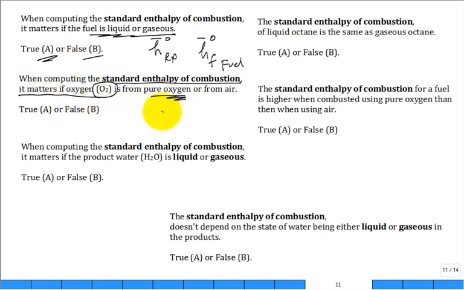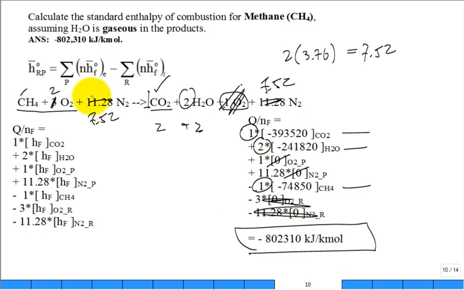When computing the standard enthalpy of combustion, it matters if the oxygen is from pure oxygen. Maybe you're NASA, you spend a lot of money, get pure oxygen. Or the oxygen comes from air, true or false? It doesn't matter. It doesn't matter if there's nitrogen in the equation or not. If we go back to this equation, we say there's no nitrogen in this equation because the oxygen's coming from pure oxygen. Well, the O2 as well as the N2 have 0 enthalpy of formation. That's the same thing. I made an error in the stoichiometric coefficients, but they were multiplied by 0 on the oxygen and nitrogen term.